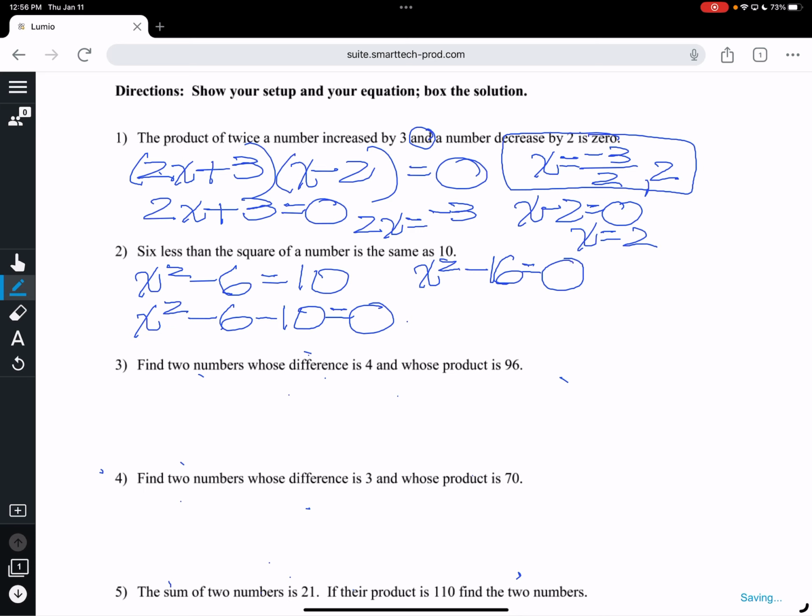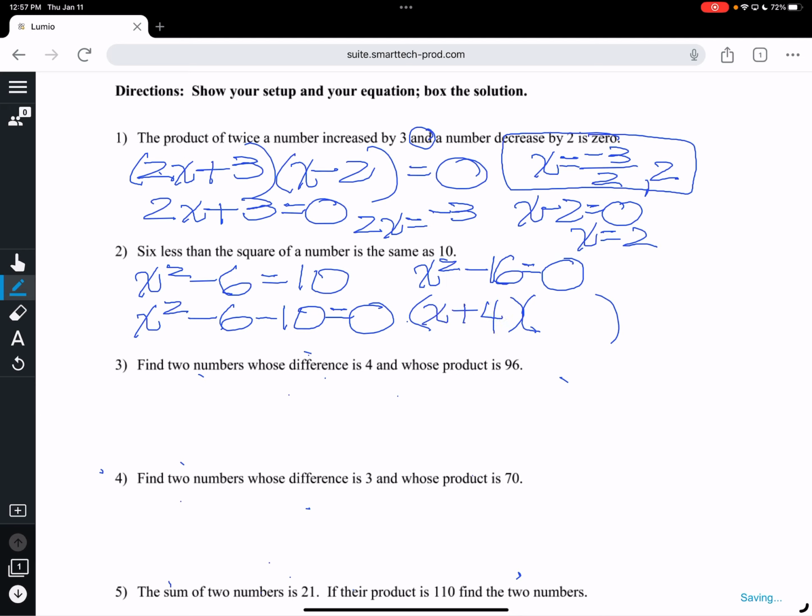Remember, put on your thinking caps. What is x squared minus 16? It's called the difference of perfect squares. So you use the 4s, because 16 is 4 squared.